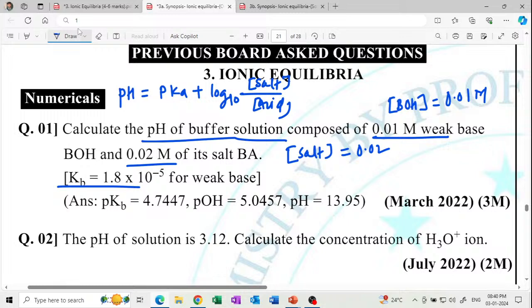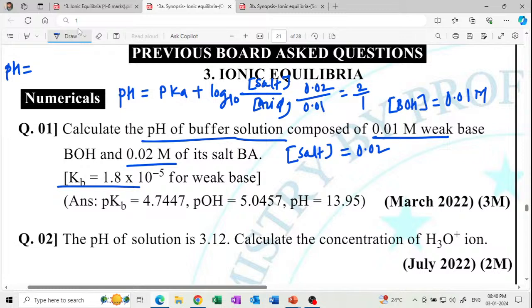Salt concentration is 0.02, and then divided by acid, 0.01. So this is 2 by 1. So log 2 value we take directly. Log 2 is 0.3010. Get it? So what is the answer? pH is equal to pK value.